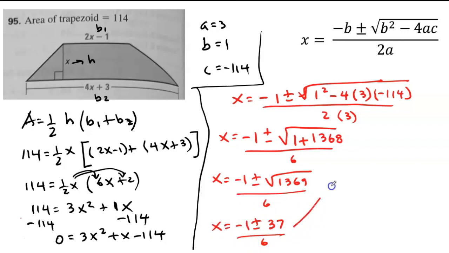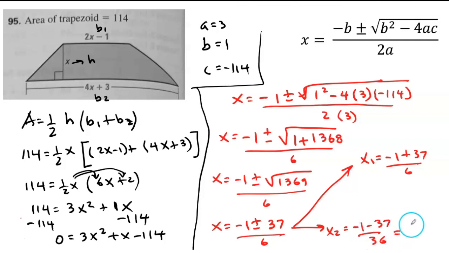And from here, I'm going to find two answers. My first answer is going to be using the plus: negative 1 plus 37 divided by 6. My second answer is using the negative: negative 1 minus 37 over 6. Look at this one. Negative 38 over 6.